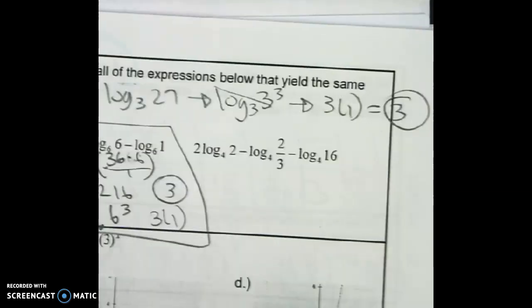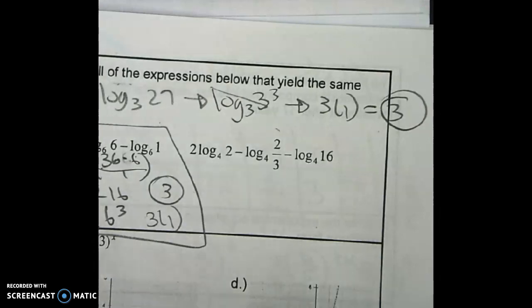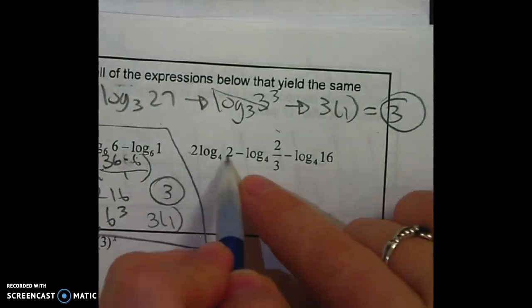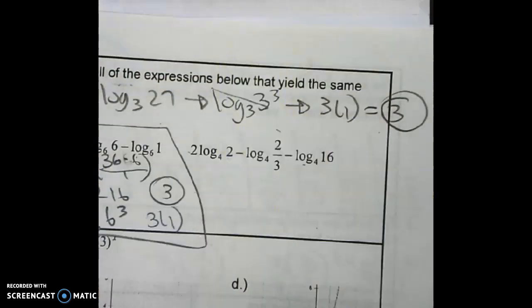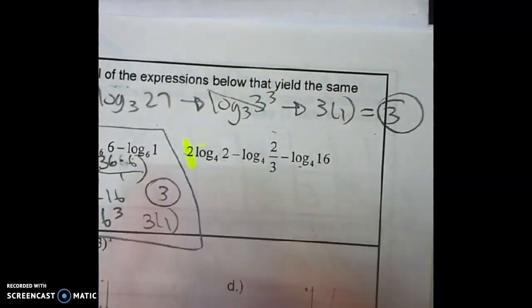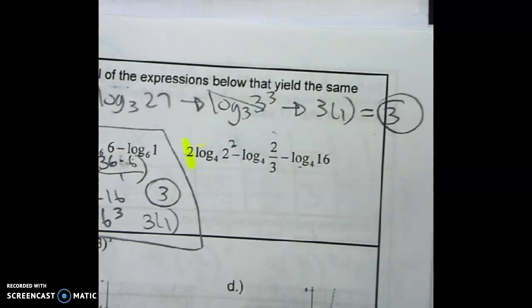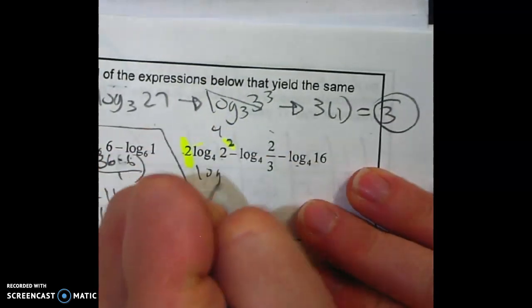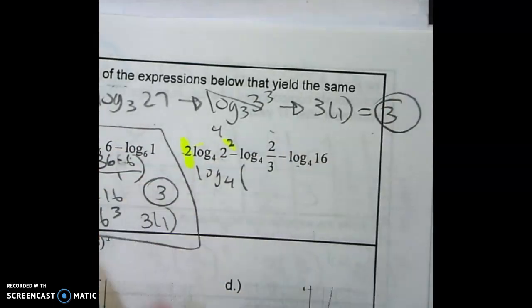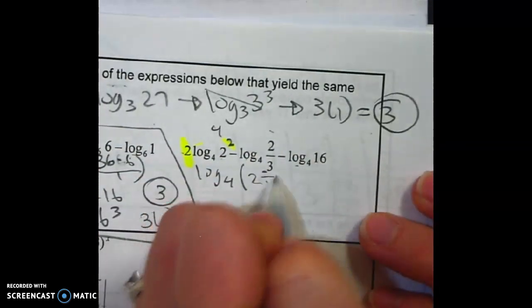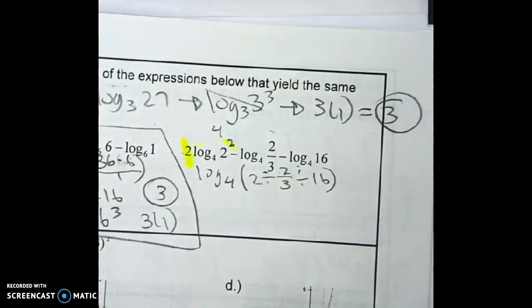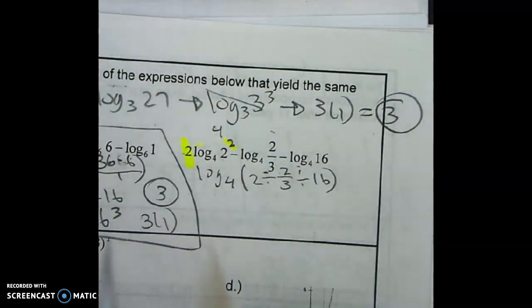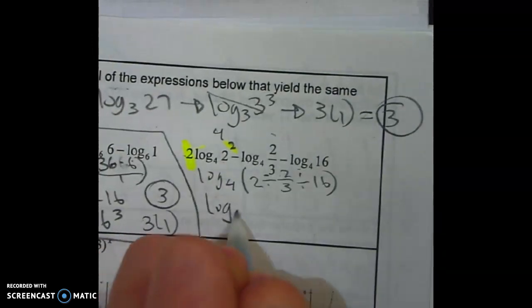And the last one. Okay, here's the thing about the last one. It's a little bit more difficult because if you look, this starts with log, this starts with log. So I'm going to have to make this here. Okay, so this is really 2 squared, which is 4. So this is log of 4, 2 divided by 2/3 divided by 16. So that means that's really log 4.